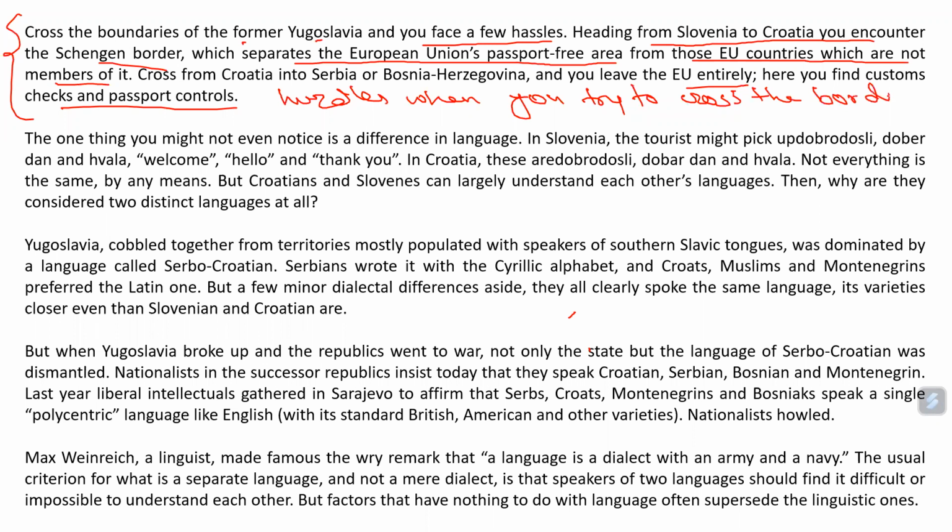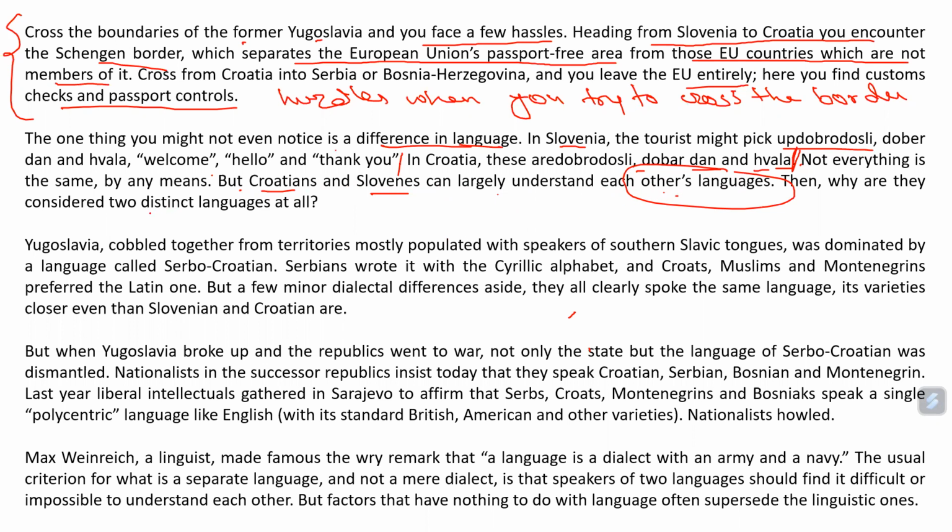All right, let's see. The one thing that you might not have even noticed is a difference in language. In Slovenia, the tourist might pick up Dober dan, welcome, hello, etc., right? Not necessarily. In Croatia, these are all examples of the language barrier that we might face. So what I can say from here is not everything is the same by any means, but Croatians and Slovenes can largely understand each other's language. So basically, we are talking about two countries, Croatia and Slovenia, and they can understand each other's language.